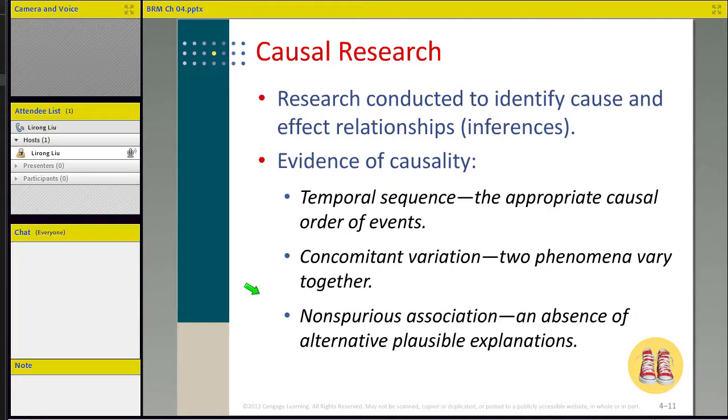So the last level, the highest level, would be causal research. This is the most powerful, and also the most expensive research one can conduct. So what is causal research? Well, causal research is conducted to identify cause and effect relationship. That is, you can declare one is causing the other. Now, trust me, that is not an easy thing to do, okay?